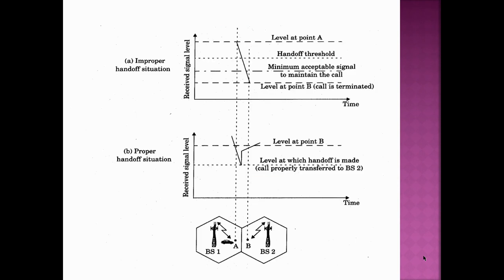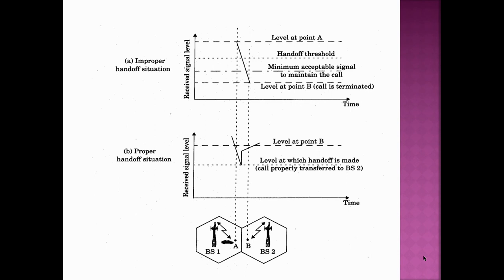Consider that we have two handoff situations: one is an improper handoff situation and the second is a proper handoff situation. Let us look at both conditions. Look at the top diagram. Here we have two cells, cell A and cell B. Cell A has base station 1 and cell B has base station 2. The user is moving from cell A to cell B.